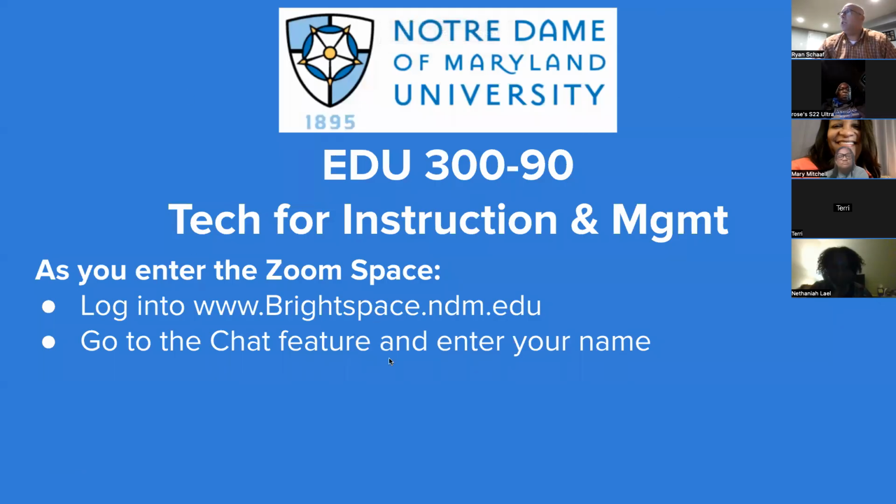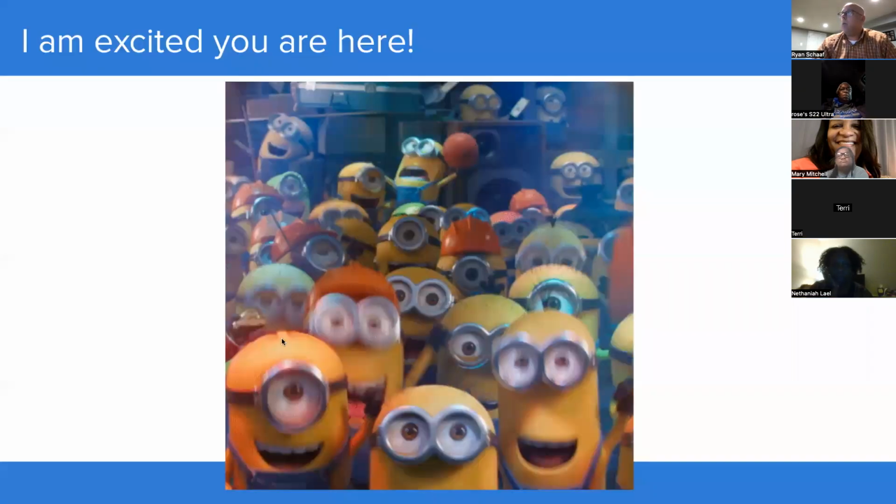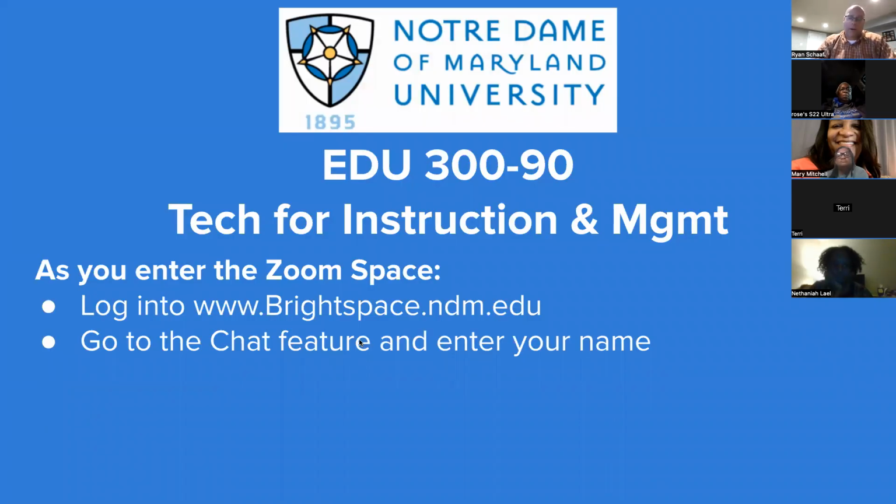Okay, so you should see EDU 390, and I want you to make sure that you keep track of brightspace.ndm.edu. That's your course website. So you probably heard me say, make sure you can get access to Brightspace. And then you're like, well, I'm not on yet. I understand. But brightspace.ndm.edu is our course website. It's our learning management system.